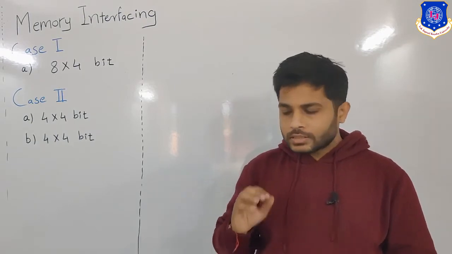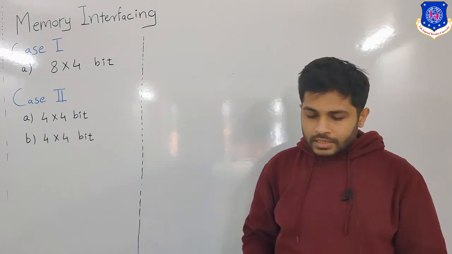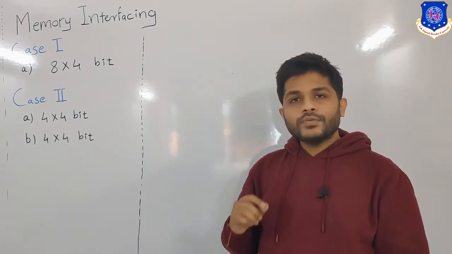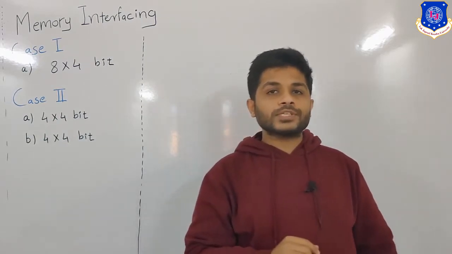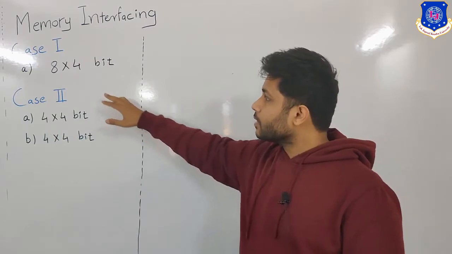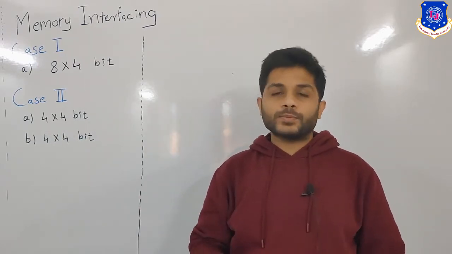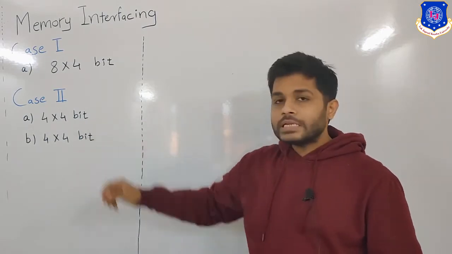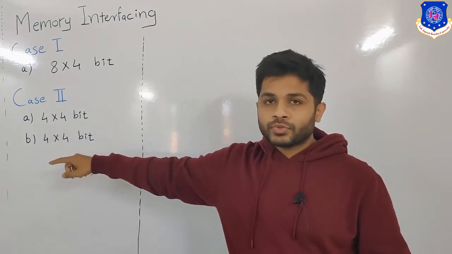So, in this session, we will consider these two cases, case 1 and case 2. In case 1, we are going to interface only one memory with the microprocessor. We will interface an 8 cross 4 bit memory with the microprocessor, and in the second case, we will interface two memories, A and B.